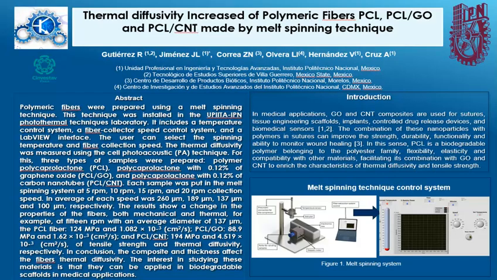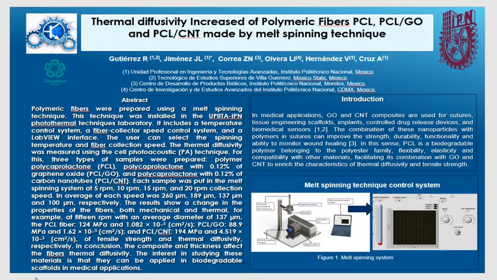For this, three types of samples were prepared: polycaprolactone, polycaprolactone with 0.12% of graphene oxide, and polycaprolactone with 0.12% of carbon nanotubes. Each sample was put in the melt spinning system at 5, 10, 15, and 20 revolutions per minute collection speed.